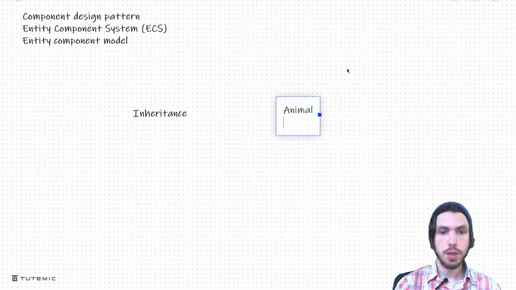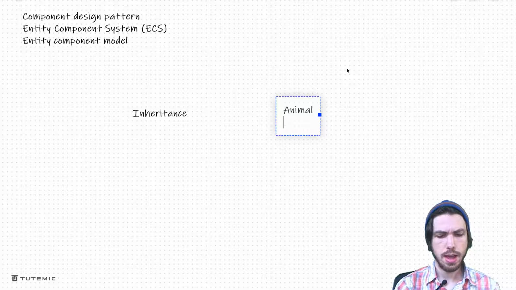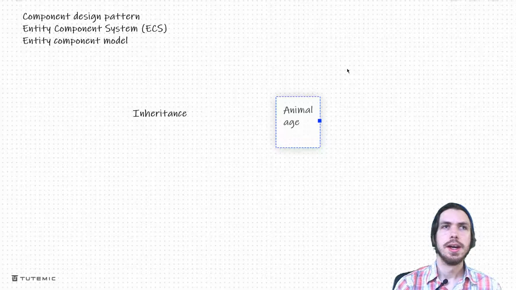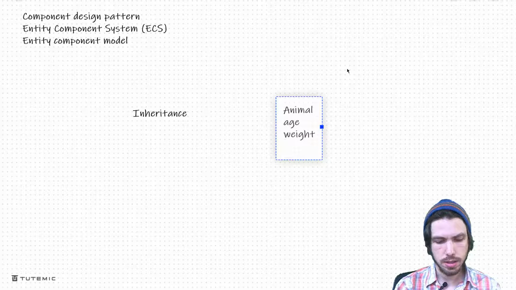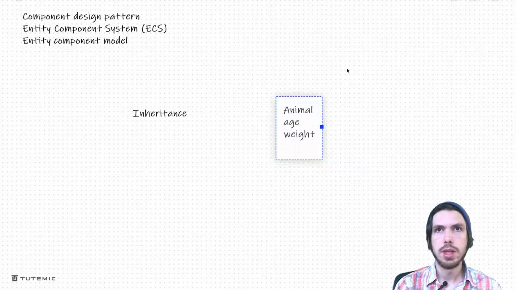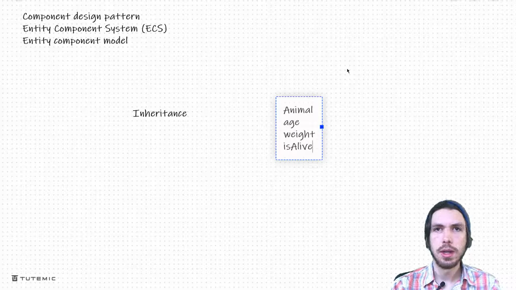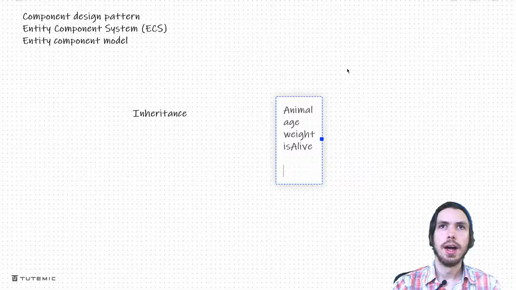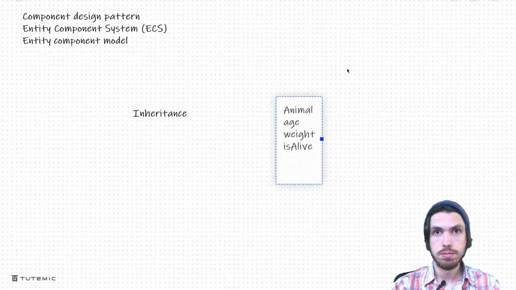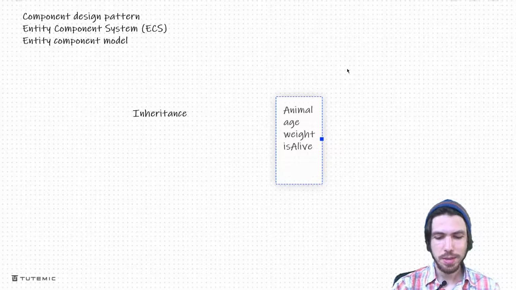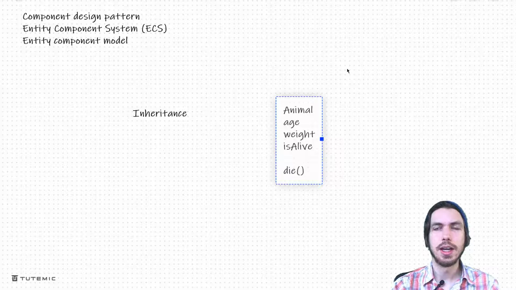So, for example, animals, they all have some kind of age, right? So they've got some amount of age. Also, all animals have a weight, some basic stuff like that. And also, animals have an is-alive state, right? They can be alive or dead. But what are some behaviors, some actions that all animals share? All animals die, right? Each of them has a way to die. So let's say that they all die.